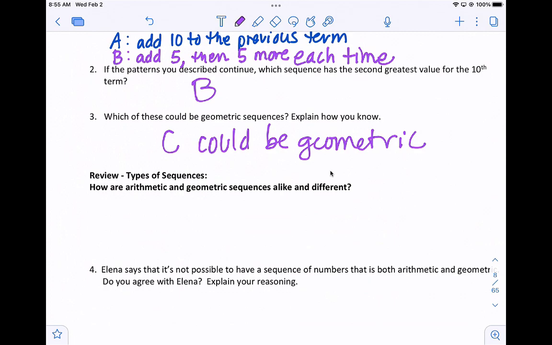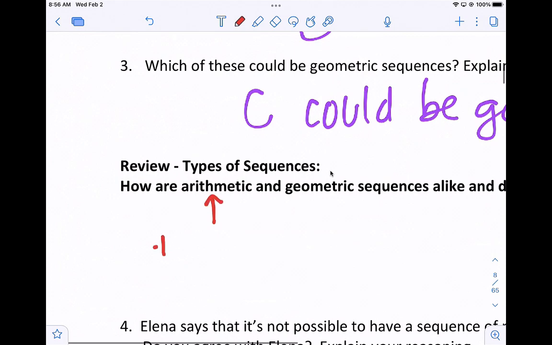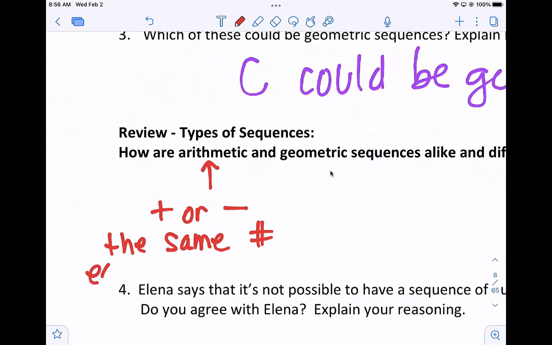So just review of the sequences, and we've looked at these in class for the last 2 days. We've played Book It, we've looked at arithmetic versus geometric. So arithmetic is when you add or subtract the same number, I'll put hashtag, but number, each time to find the next term.